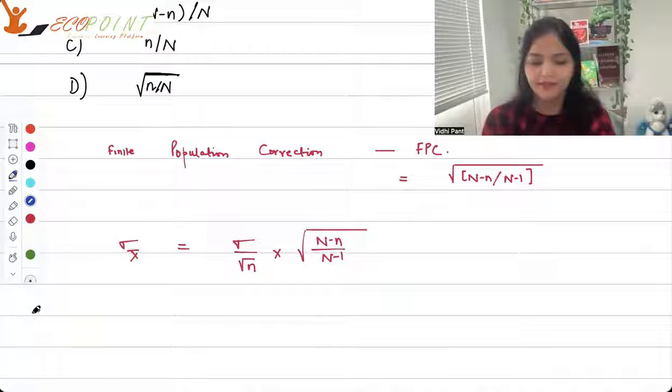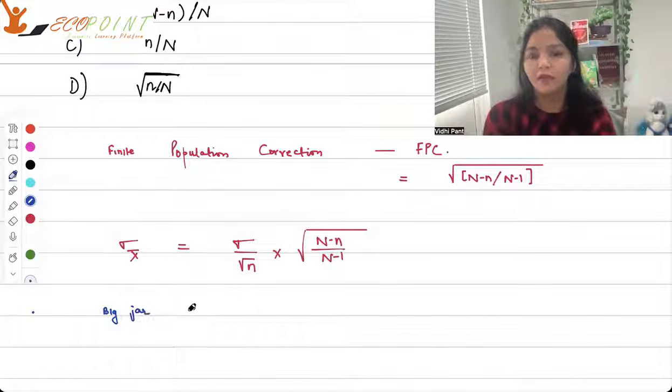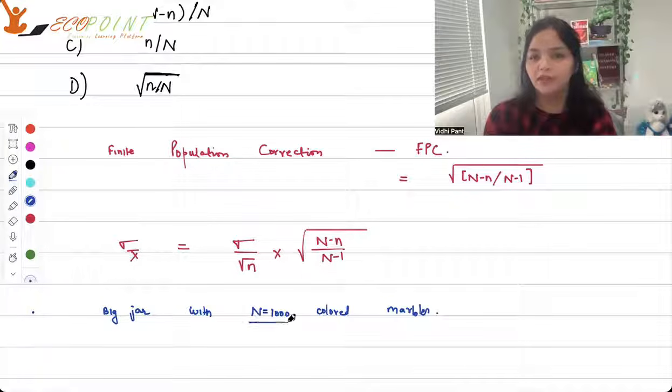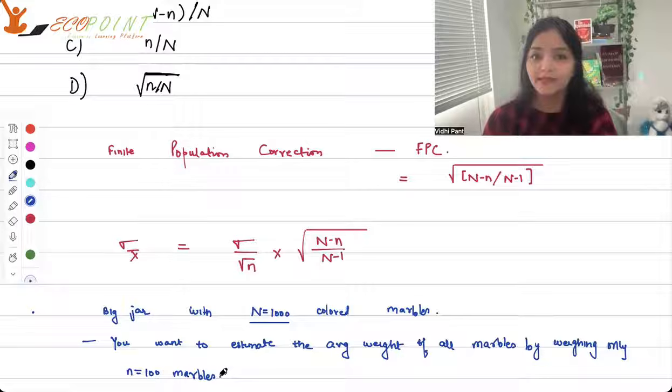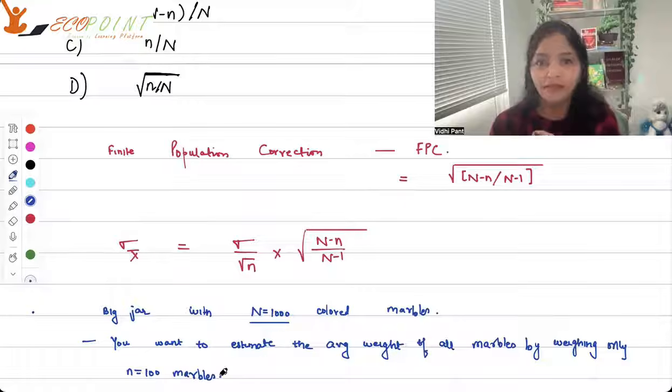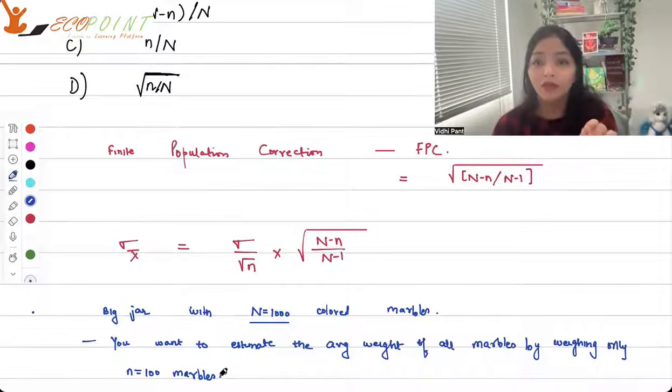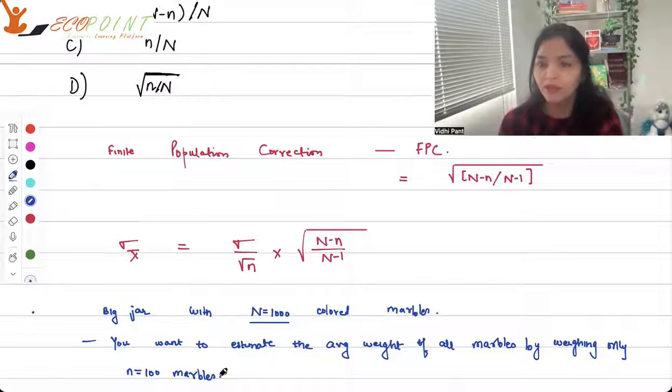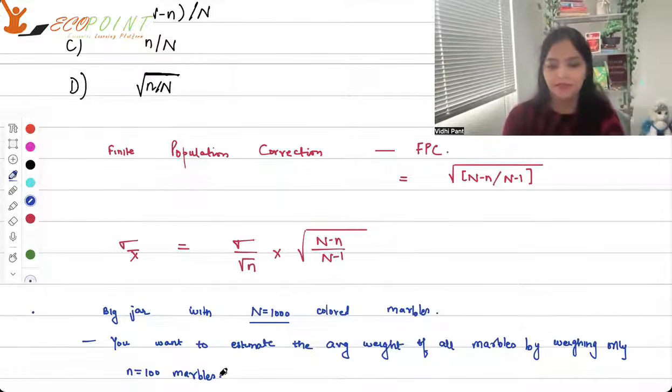Let's try to understand this. I'm going to give you a simple scenario. Just imagine that you have a big jar with, say, a finite number, 1000 marbles. So this is your population this time. It's a finite population, 1000. Now suppose you want to estimate the average weight of all marbles by weighing only 100 marbles. So your lowercase n is the sample that you're taking out, the sample of 100 marbles.